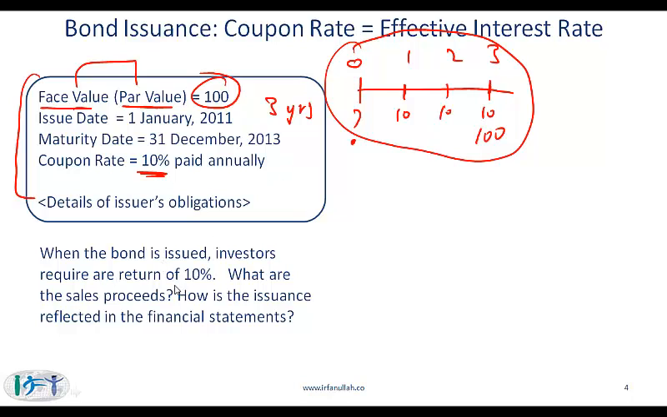If the investor's required rate of return is 10%, then what does the investor do? How much will he pay? What he will say is that I have a required return of 10%. Let me discount all these numbers back using the 10% rate, and whatever number I come up with, that's the number that I will pay the company.